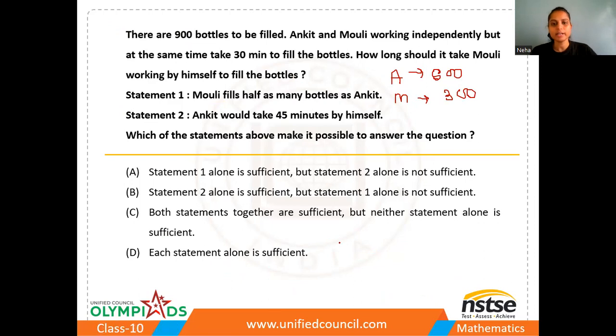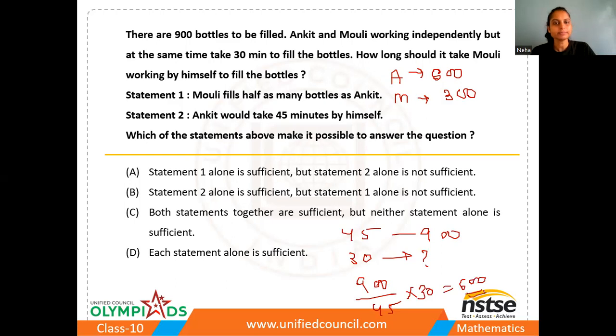Total is 900. So if both working take 30 minutes, that means 45 minutes is equal to 900. So we have to check what is the value of 30 minutes. So I can say this is 900 over 45 multiplied by 30. That means 600. Clear? 600. So now what I can say? I can say that Ankit takes 45 minutes to fill 600 bottles. Molly takes 30 minutes to fill 300 bottles independently.